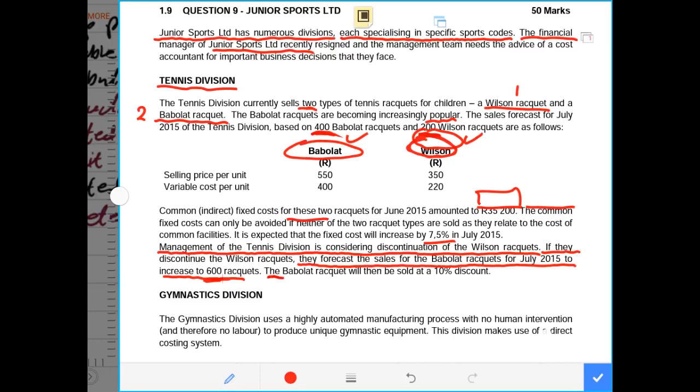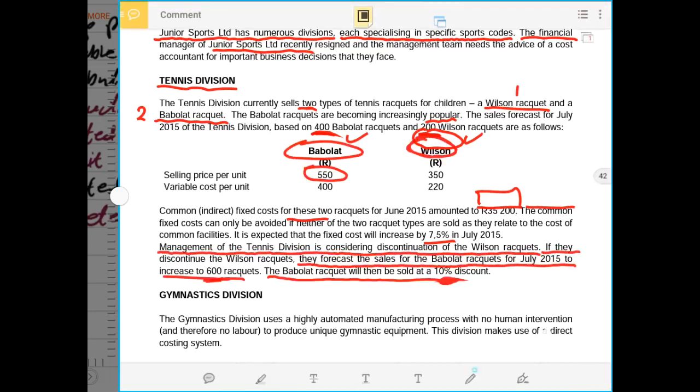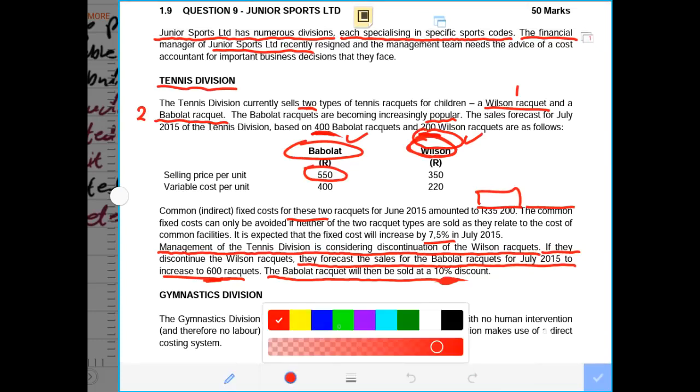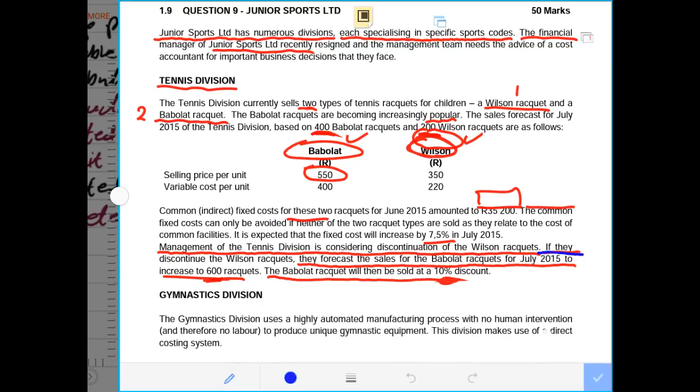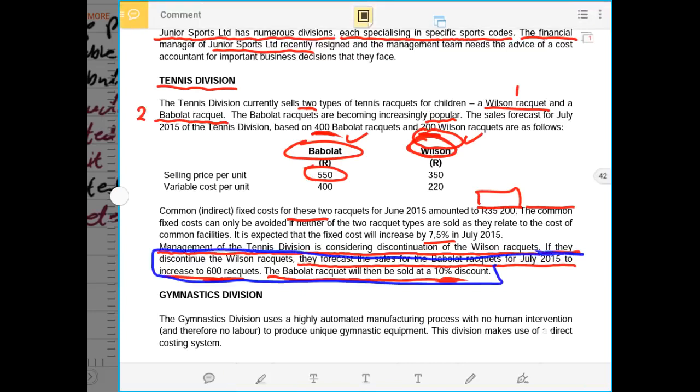Then after, they say the Babolat rackets will then be sold at 10% discount, meaning now the selling price will decrease by 10%. I want to hold this sentence so that I read it after I'm done with the analysis. So let me just keep this as highlighted with a different color, where they said what will happen if this happens. So this last part, I want to keep it for the next analysis. Let me hold it because this is for the discontinuation of the product.